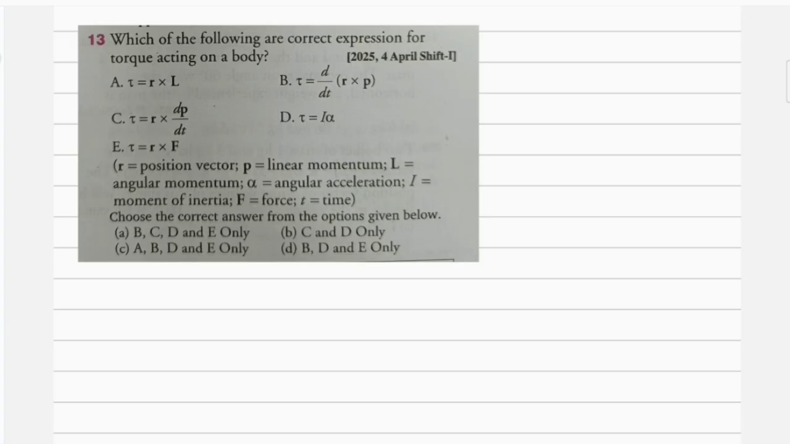It is given that R is position vector, P is linear momentum, L is angular momentum, alpha is angular acceleration, I is denoting moment of inertia, F is the force and T is time. Choose the correct answer from the following options given below. Option A, B, C, D and E only. Option B, C and D only. Option C, A, B, D and E only. Option D, B, D and E only.